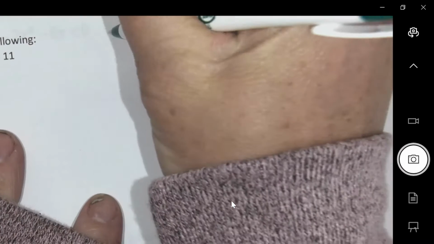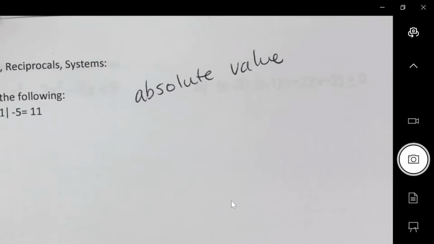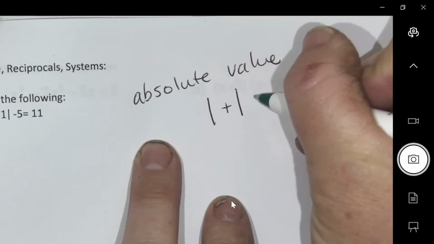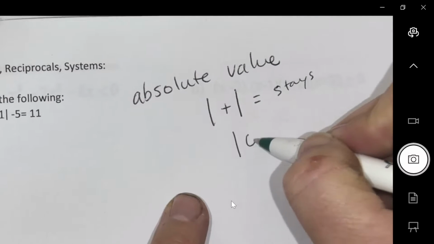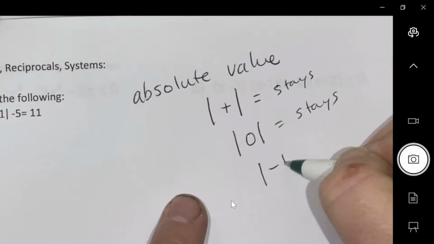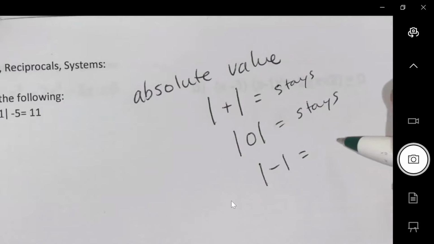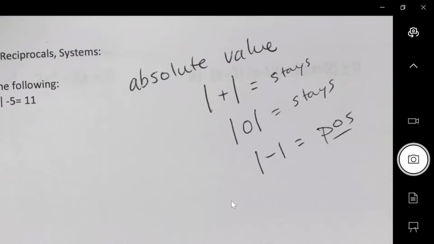Absolute value. Do you remember what the absolute value all meant? If you absolute a positive number, what happens to it? Stays. Yeah, positive. If you absolute 0, stays. And if you absolute a negative number, then it changes. Positive. Okay.